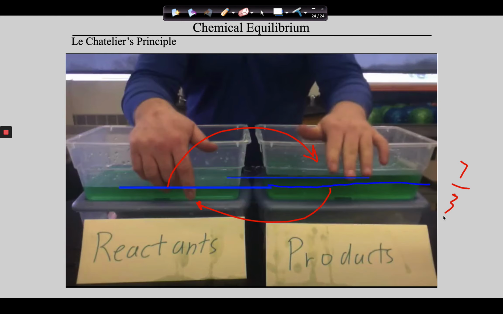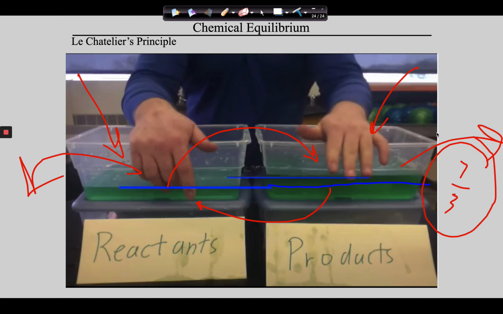So guys, fundamentally, here's the deal. It doesn't matter what we do to this reaction. We can add some here, we can add some here, we can remove some here, we can remove some here. This ratio will always go back to this 7 to 3 ratio. It truly is a constant.